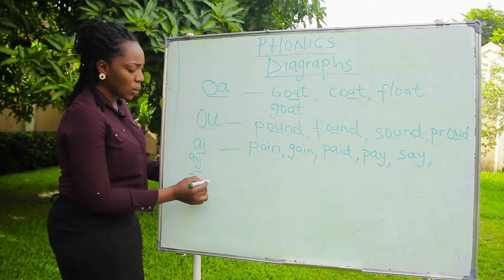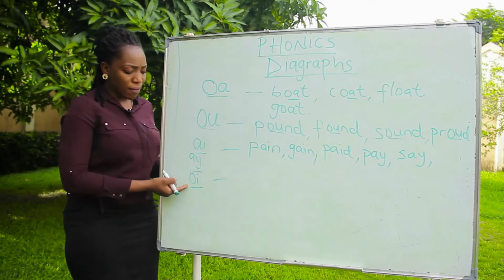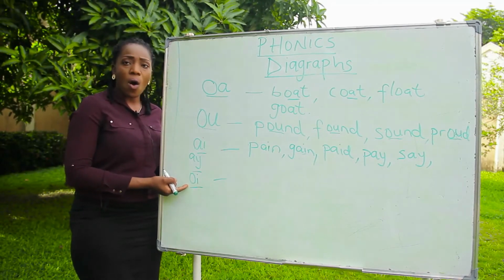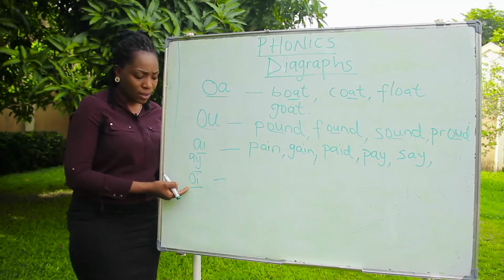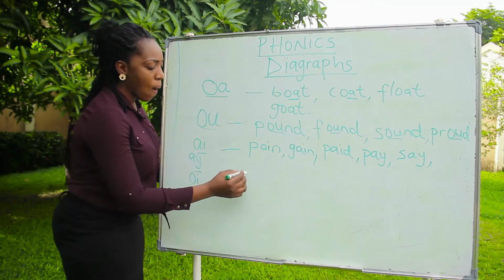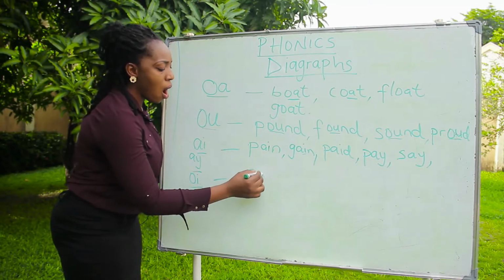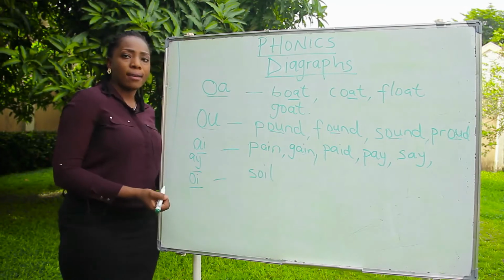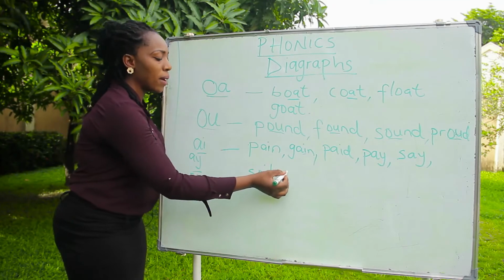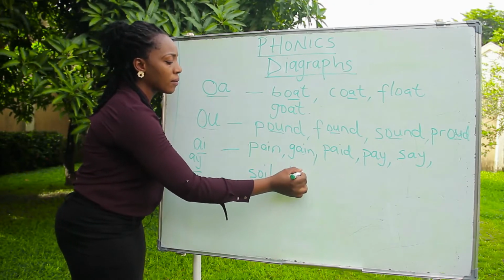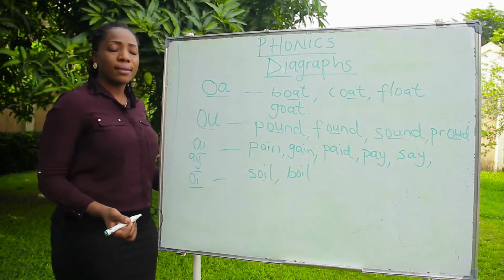Now, another one is this. This is also a digraph. This is oi. Yes, say it. Oi, as in oil, soil, boil.